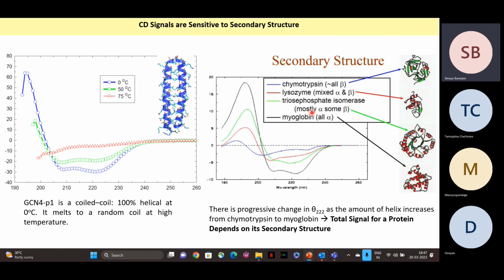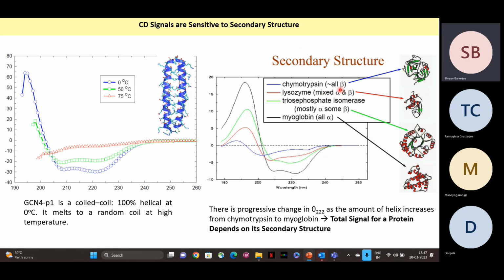Next, different proteins with different percentages of alpha helices are observed. Myoglobin is completely alpha helical, and so the intensity of the alpha helical peaks is very high. The positive peak has high intensity, and the two negative peaks also have high intensity. Now from myoglobin, if we go to triose phosphate isomerase, which is a mixture of alpha and beta, but predominantly alpha, then the helix intensity decreases a little bit.